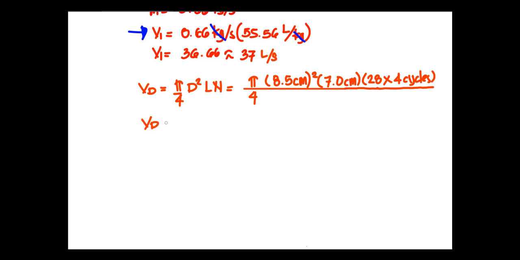Now our volume displaced is equal to, so let's add the conversion here, 1000 cubic centimeter per liter, so that we may cancel out right away. So we have the volume displaced, which is 44.49, and the unit will be liters per second.